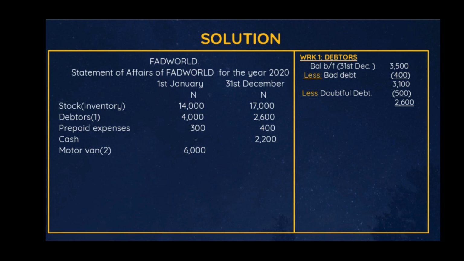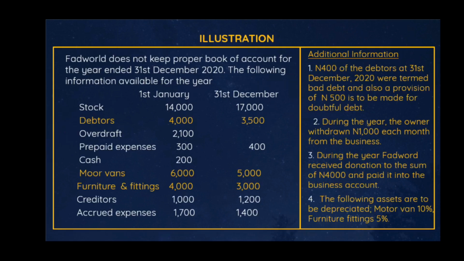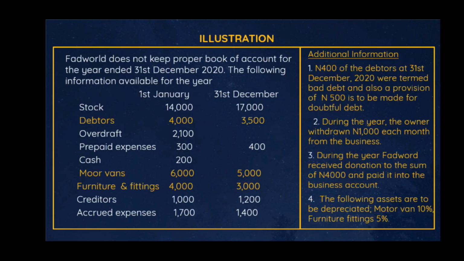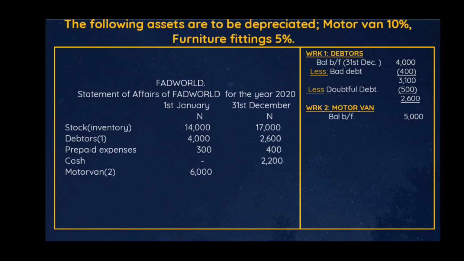As at the end of the year, just like I said, we are going to adjust that. The amount is 5,000 naira. So that means we are going to work it out. Working number 2, motor van. Balance brought forward. How much is the amount? It is 5,000 naira. So we have balance brought forward 5,000 naira for motor van. So we are to depreciate it by how much? 10%. So less depreciation, 10%. 10% of 5,000 naira is 500 naira.